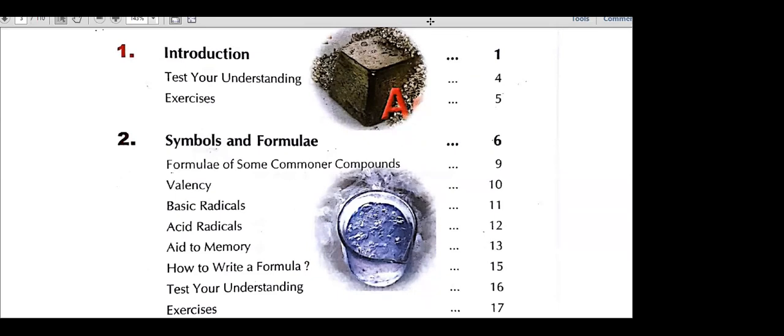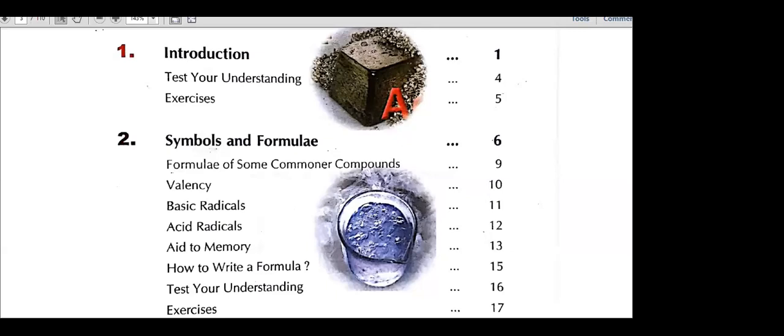So good evening, Katya. I guess this is easy to understand. Now the main topic is chapter 2: how to write formulas, what is a symbol. So we will discuss chapter 2 today: basic radical, acidic radical, how to write formulas, and valencies we will learn.